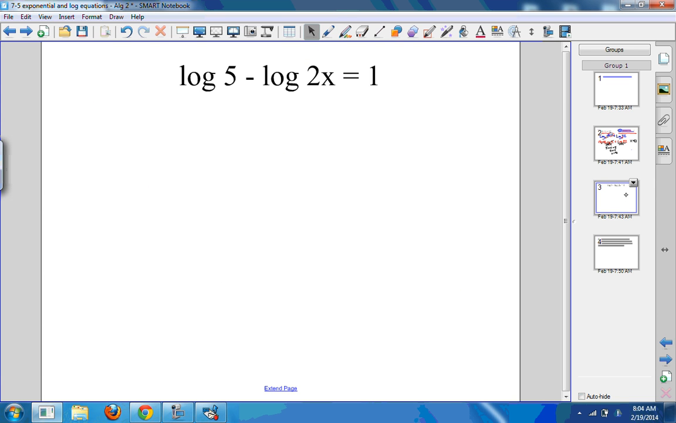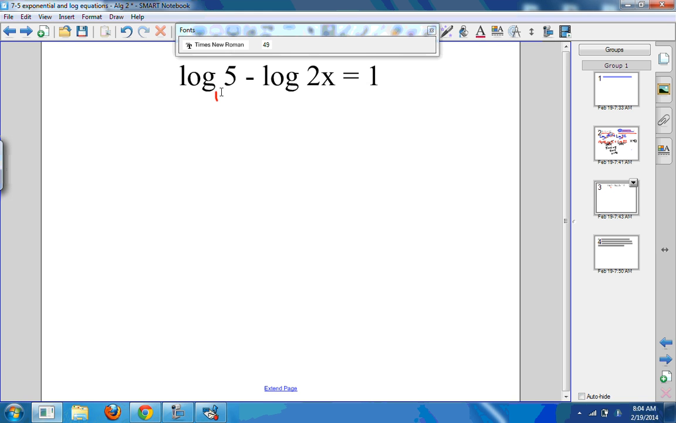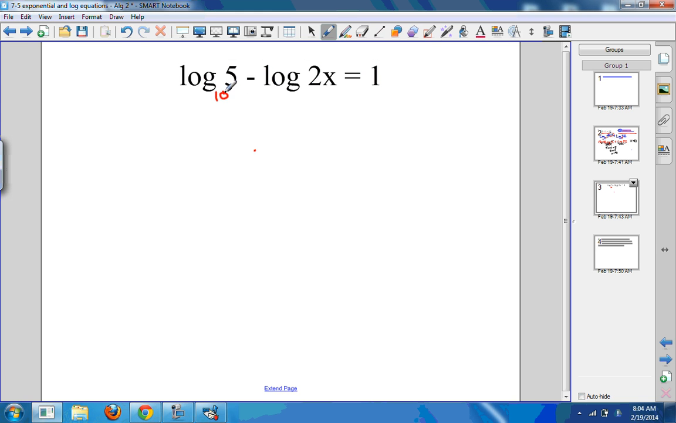All right, next up, we have the log of 5 minus the log of 2x is equal to 1. We have to use some of our properties that we learned before. Hopefully you remember that if we have the same base, here we have the same base because it is base 10 and base 10.